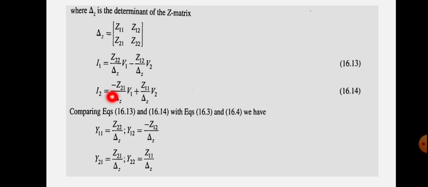That is the first equation. Similarly, I2 will be equal to, by cross multiplying the determinants, minus Z21 by delta Z into V1 plus Z11 by delta Z into V2. So these are the I1 and I2 equations.